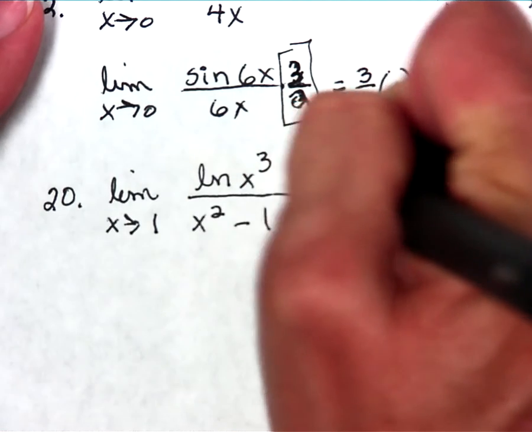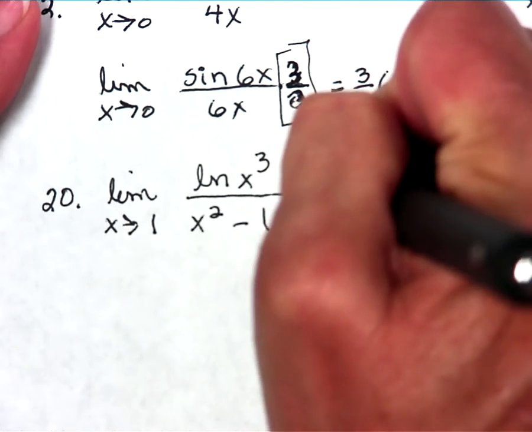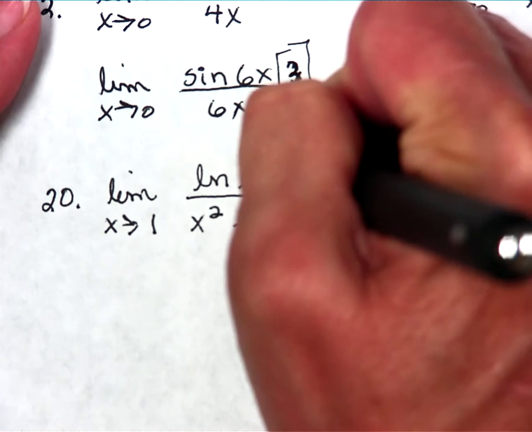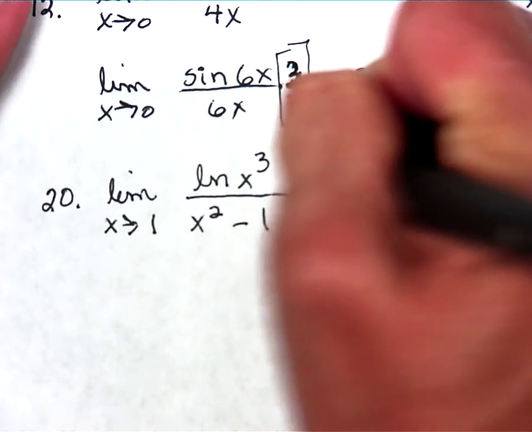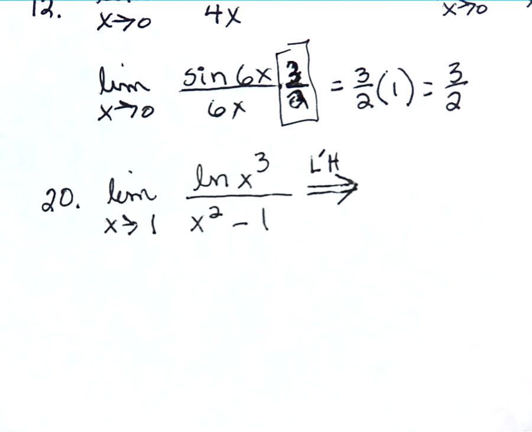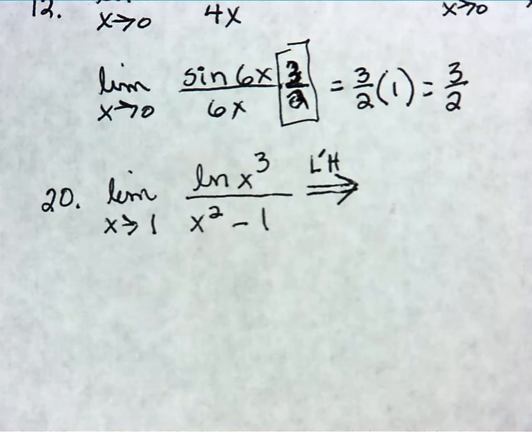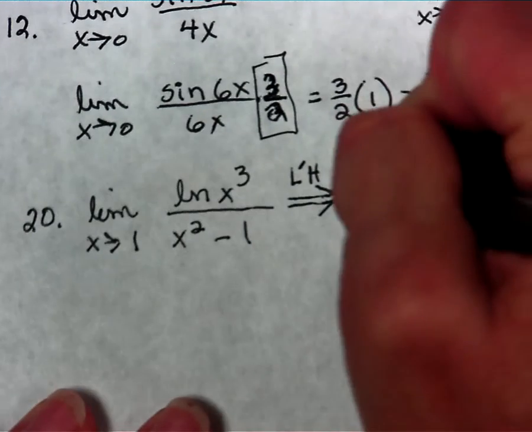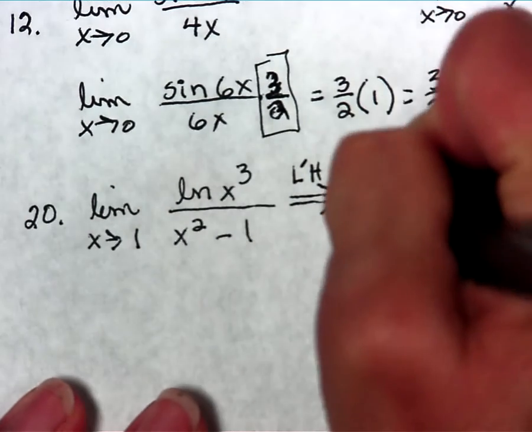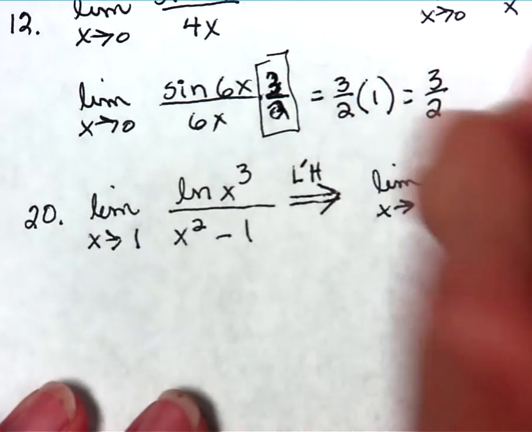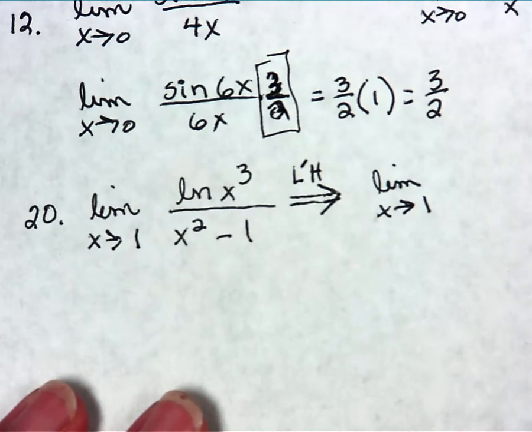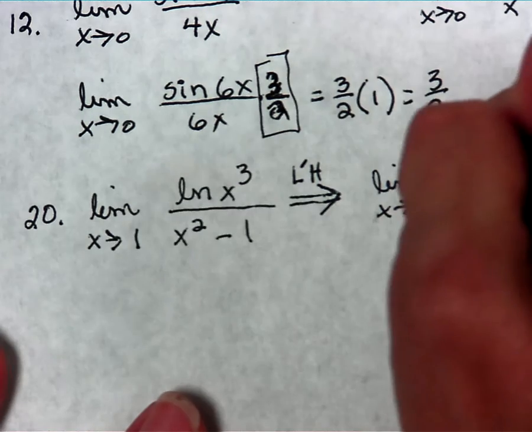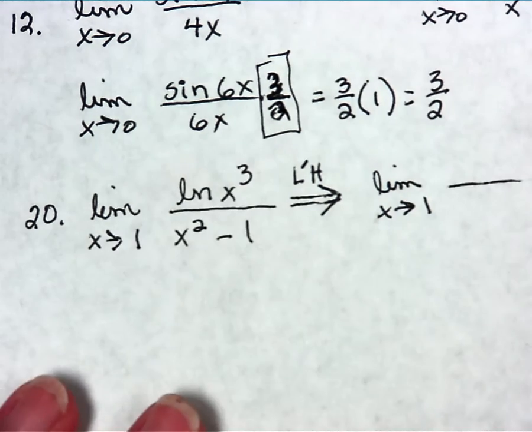Just to make sure that you and whoever's watching this video 20 years from now knows what I just did, I'll write: by L'Hopital's rule. I know, I made it up. I think I need to patent it. That should be the same thing as the limit as x goes to 1 of, what's the derivative of the numerator?